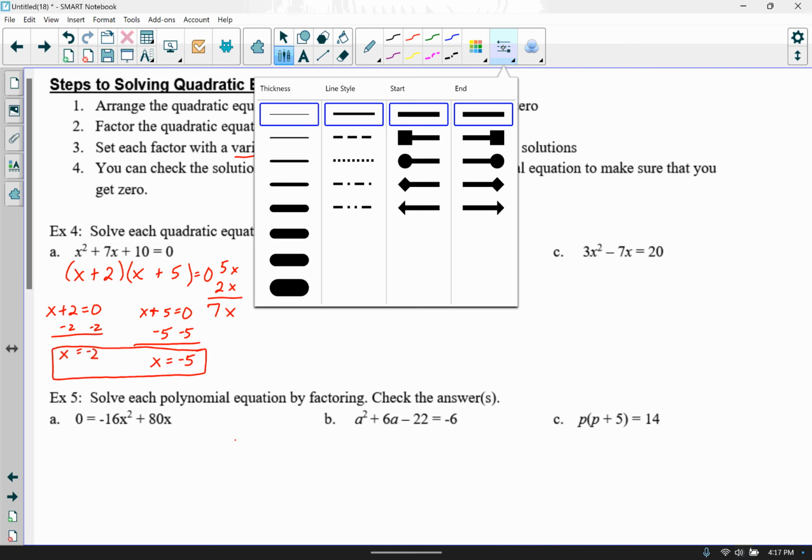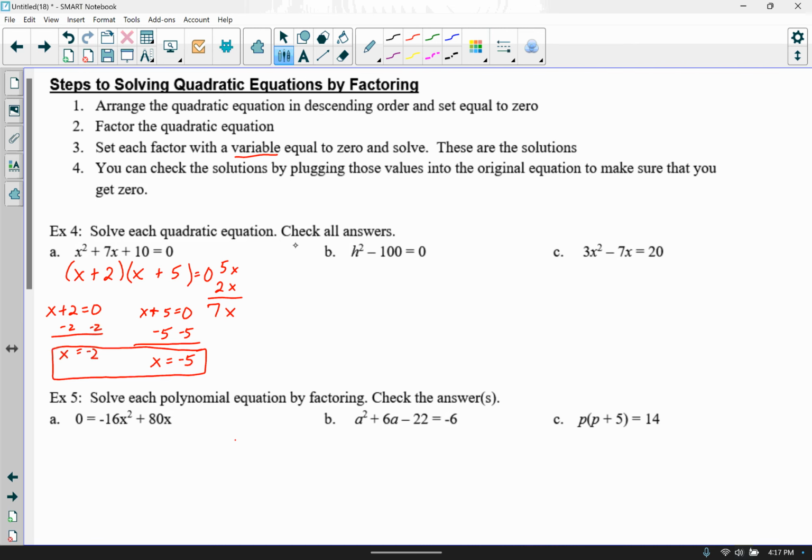In letter B, this is a two-term polynomial, so I'm ready to factor that, but that's not like your guess and check. Remember, this is where you ask yourself the three questions. Can you take the square root of the first term? Yep. Can I take the square root of 100? Yes. Is there a minus sign in between? Yes. Then we are ready to factor this difference of squares. Square root of h squared, square root of 100.